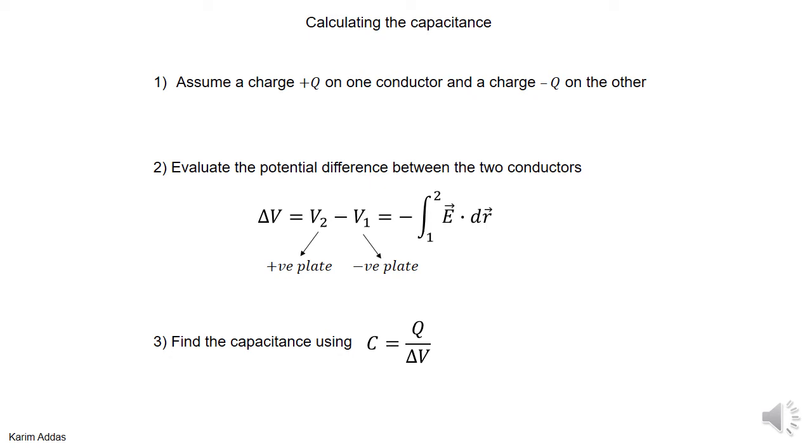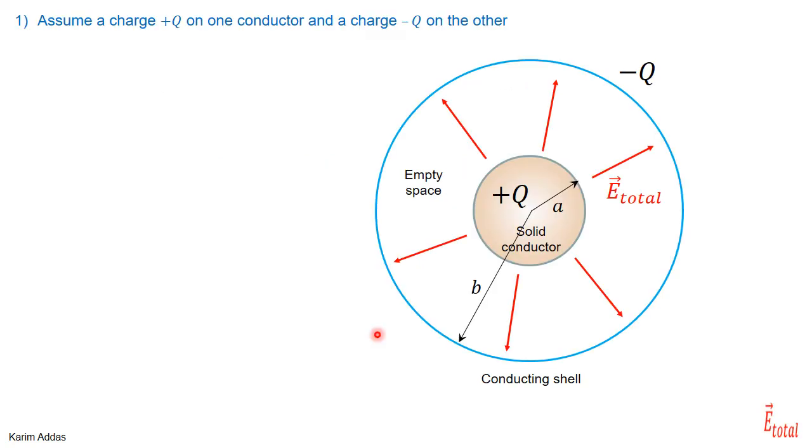In this video, we want to try and find the capacitance of a spherical conductor, so a spherical capacitor. So we follow the same procedure as usual. We put a charge plus Q on one conductor, and we put a charge minus Q on the other. We find the potential difference between the conductors, and then from this expression, we get Q over delta V to get the capacitance.